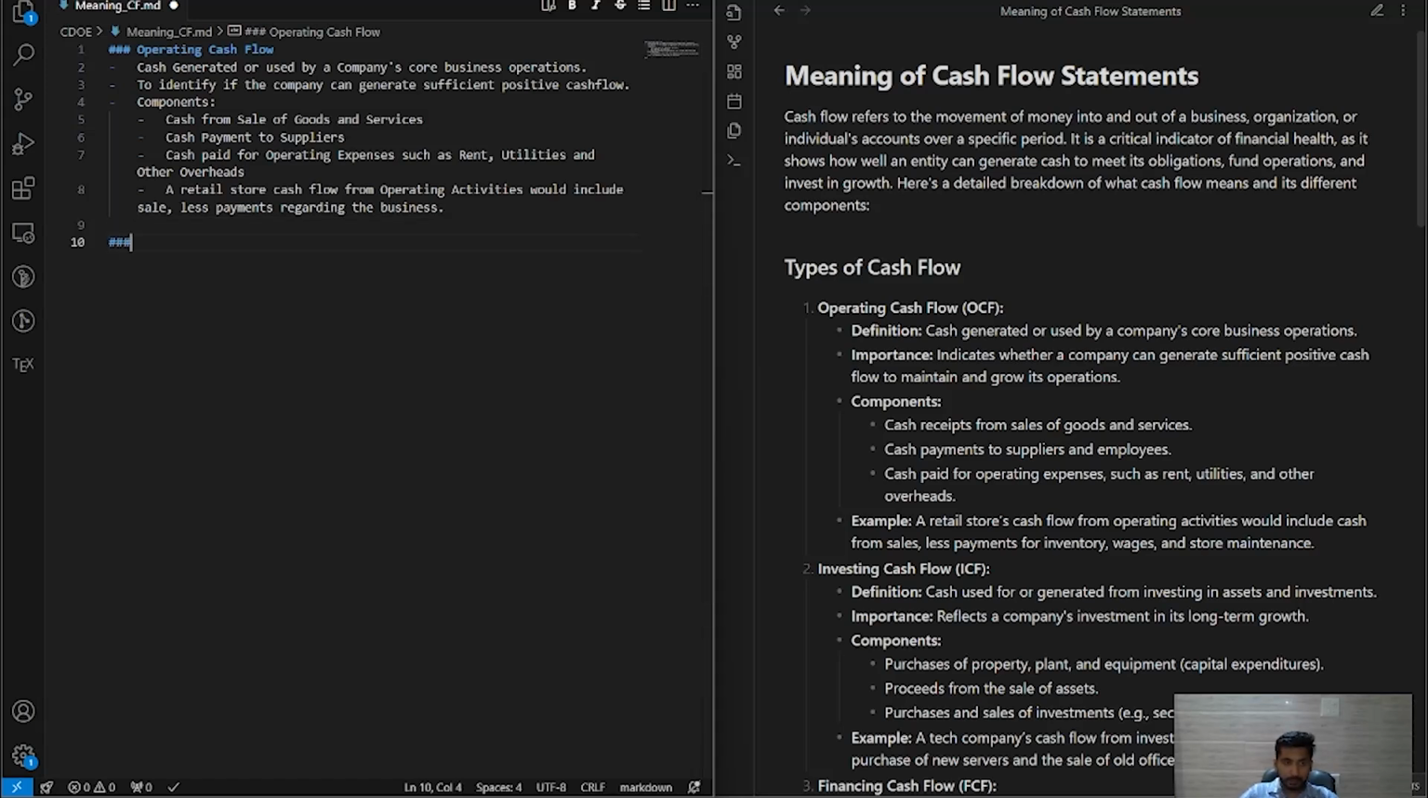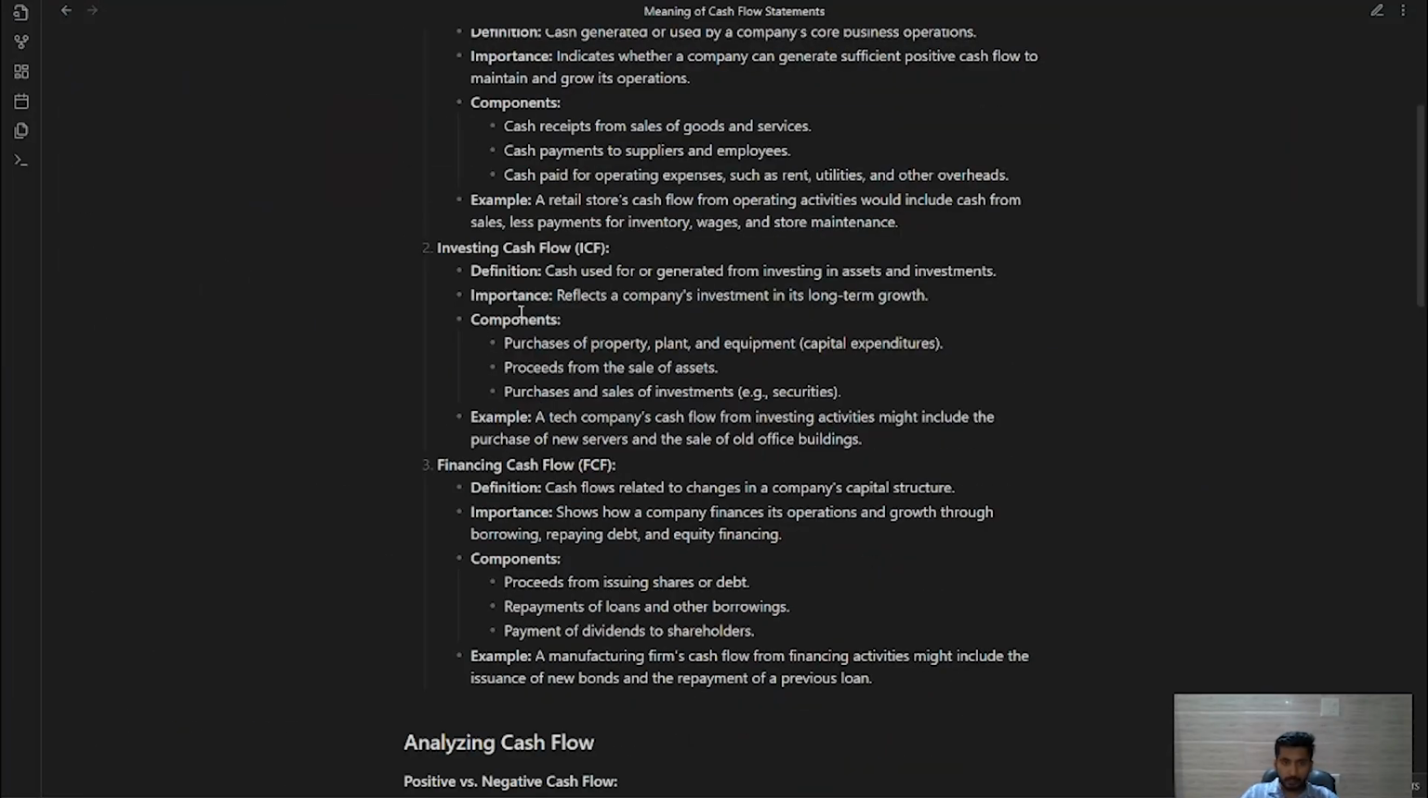Now the second comes investing cash flow. Let us first read it. The investing cash flow, or the ICF: cash used for or generated from investing in assets and investments. It reflects the company's investments in its long-term growth. Its components are the purchase of property, plant and equipment, that is the capital expenditures, proceeds from the sale of assets, and purchases and sale of investments, that is securities.